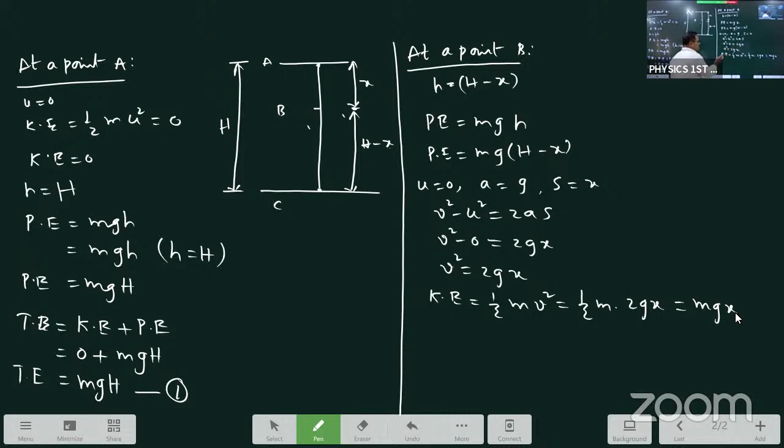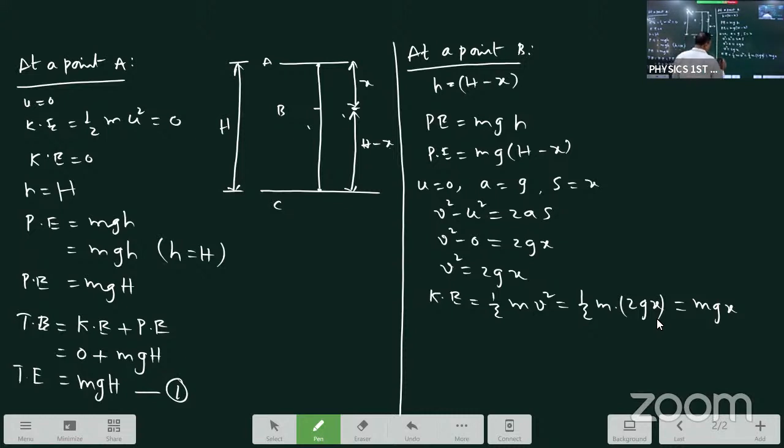Apply the kinetic energy equation, K is equal to half mv square. So half m, this v square value is 2gx. Then the 2 cancels. The remaining is mgx. That is kinetic energy. Now you have to apply total energy at point B.